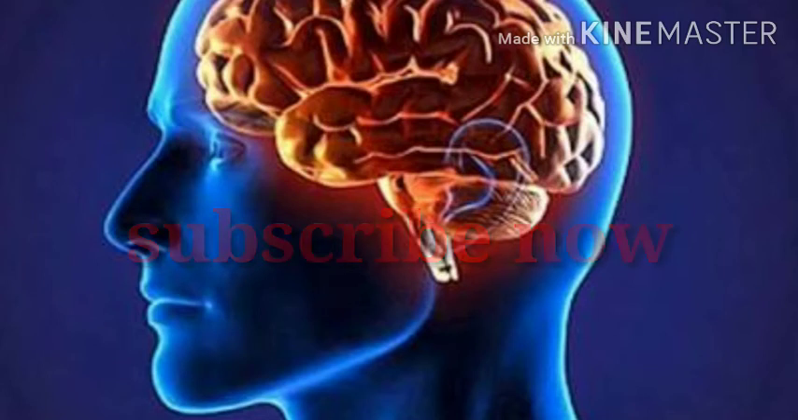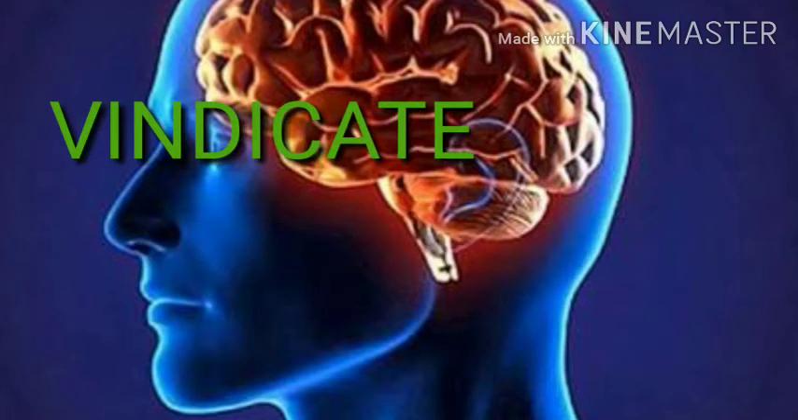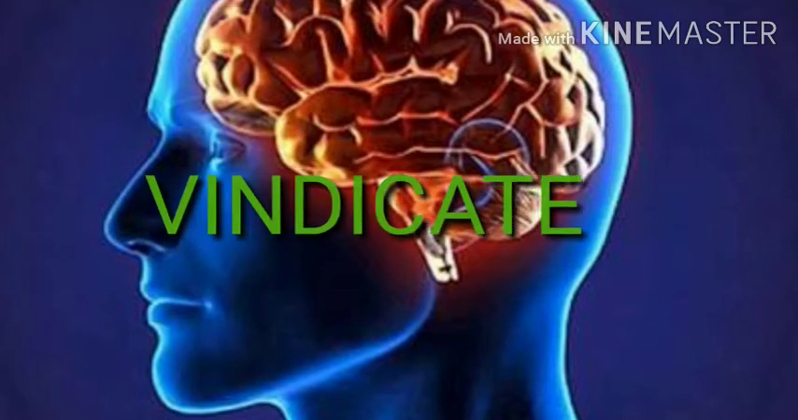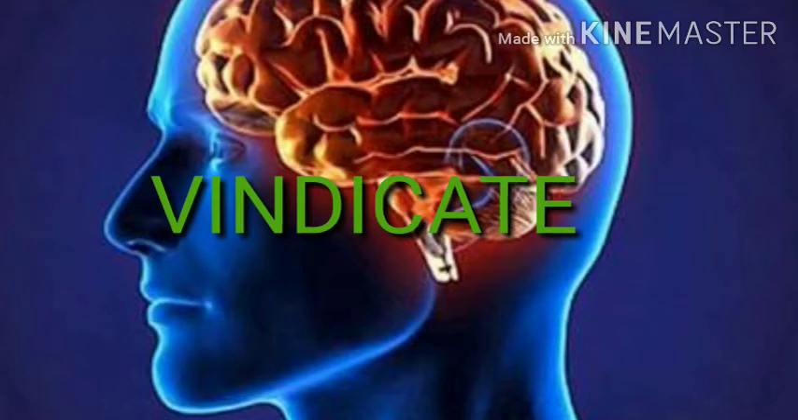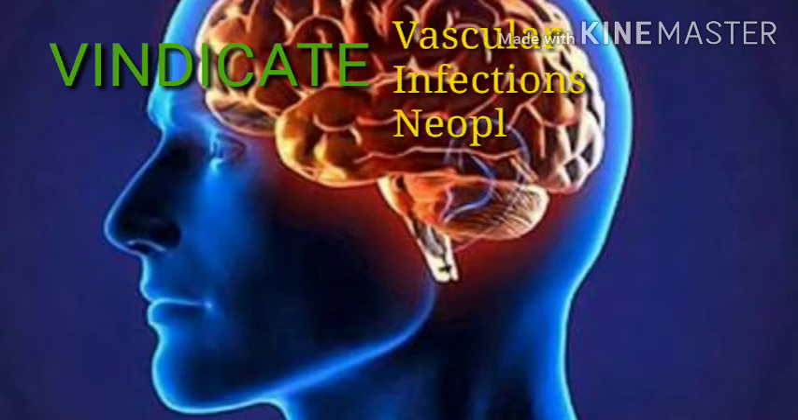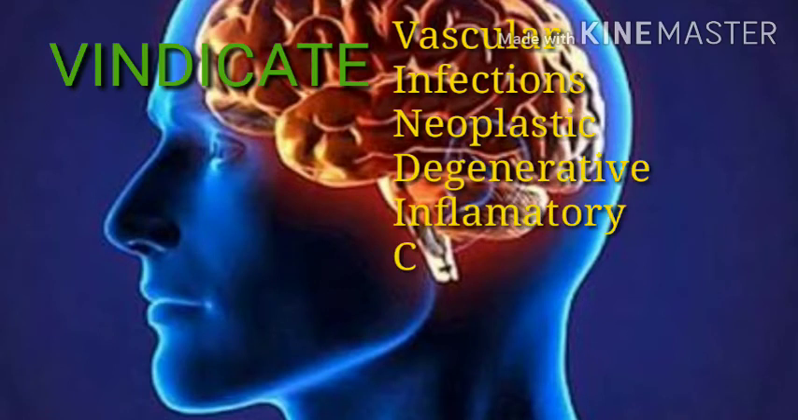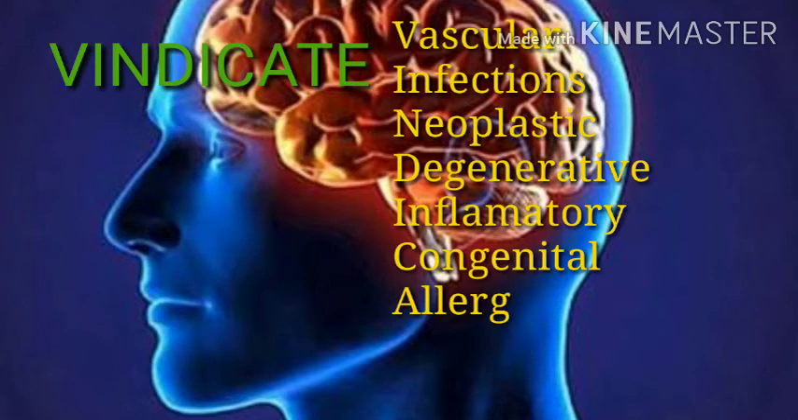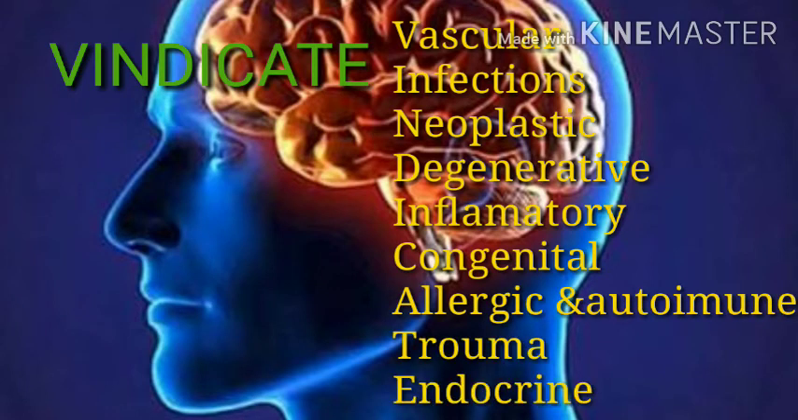All the central nervous system disorders can be remembered with the word VINDICATE, that are vascular, inflammatory, neoplastic, degenerative, infectious, congenital, autoimmune disorders, trauma and endocrine disorders. Remember this word VINDICATE. Okay, let's see this one by one.